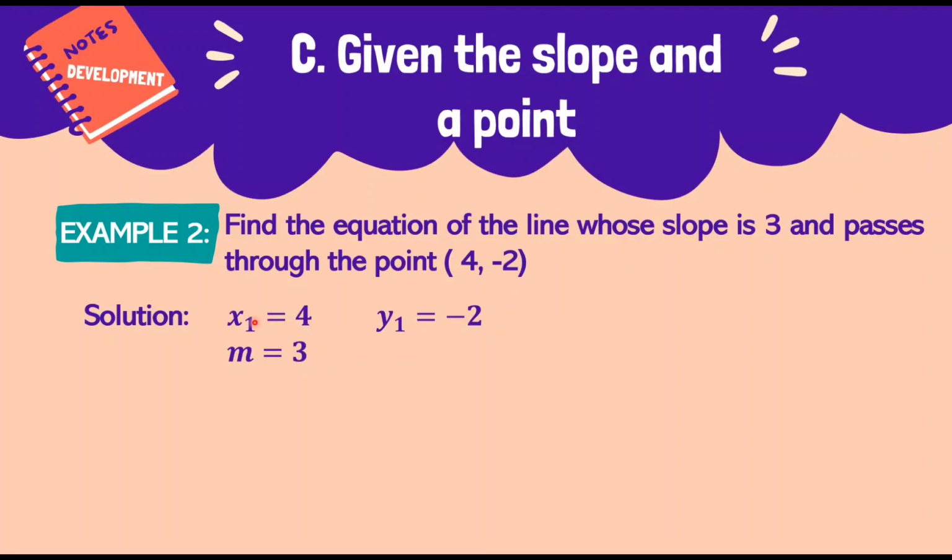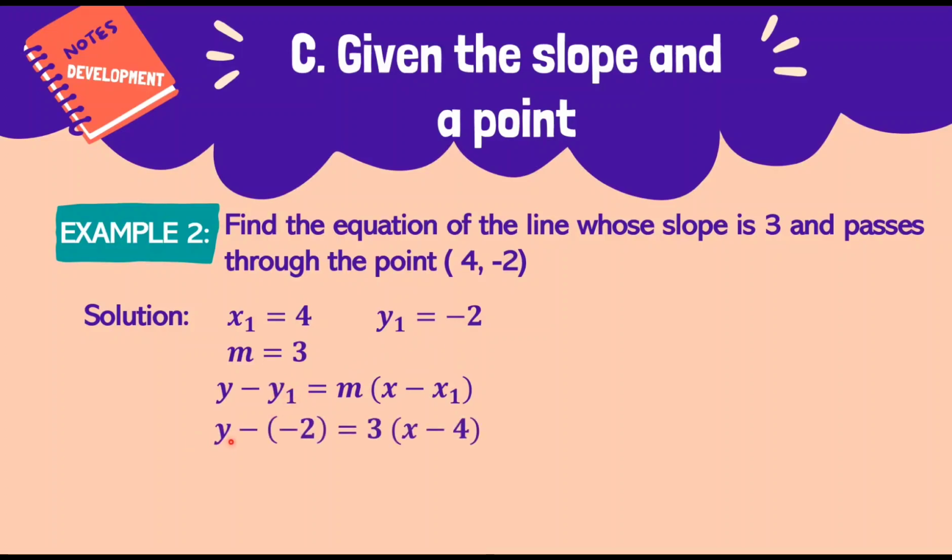Ayan. So, our x sub 1 is 4 and our y sub 1 is negative 2. And, syempre, our slope is positive 3. So, since may values na tayo ng x sub 1, y sub 1, and slope, we can substitute that to this formula. Okay, so let us substitute. Our slope is 3, lalagay natin dito. Our x sub 1 is 4, lalagay natin doon. And then our y sub 1 is negative 2. Dito naman natin substitute.